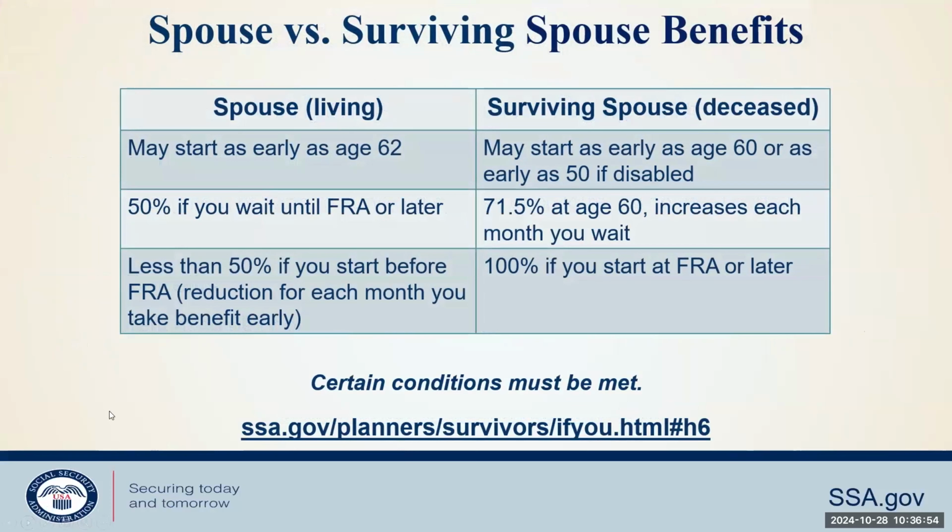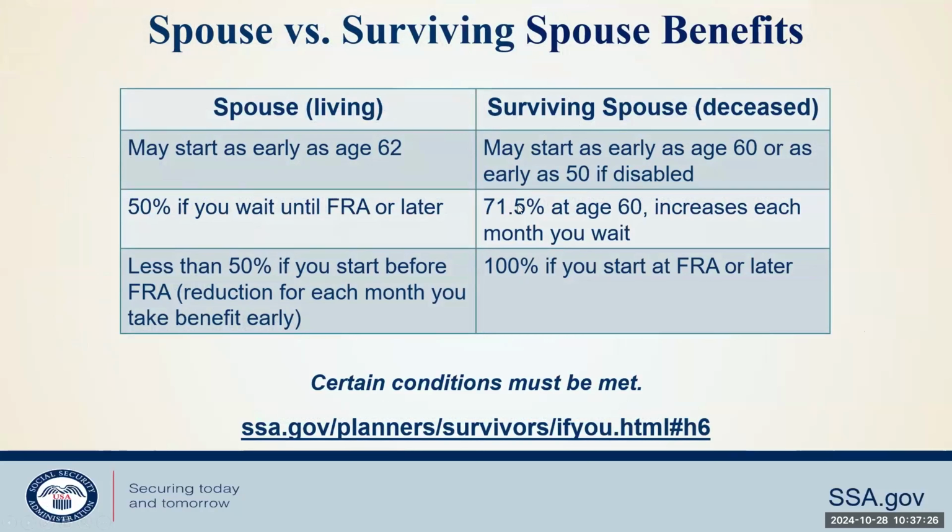Quick compare and contrast here. If you're a spouse, minimum age is 62. Again, that child in care is kind of a unicorn, so just always keep that in mind. In a surviving spouse situation, minimum age is 60, unless you're determined disabled by Social Security rules, then you can file as early as age 50. A spouse cannot receive any more than 50% of the wage earner's full benefit amount when that wage earner is still alive.